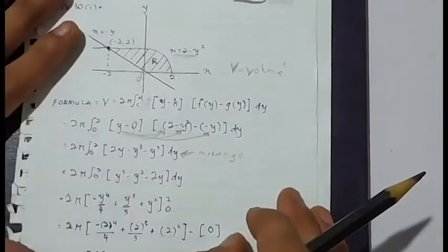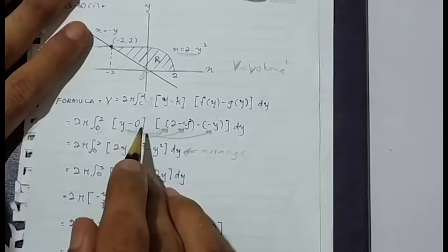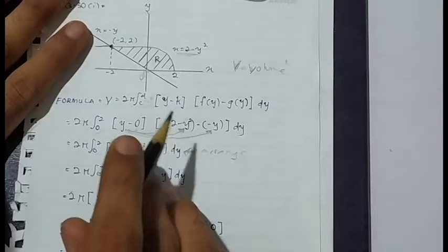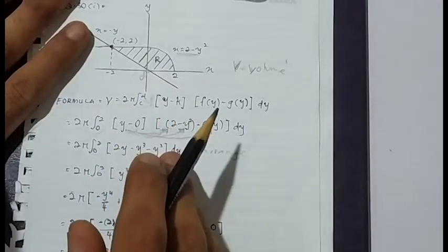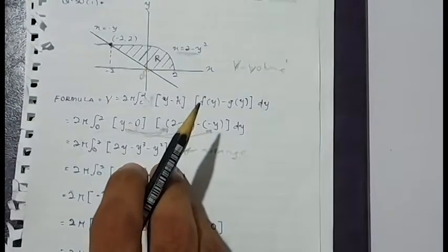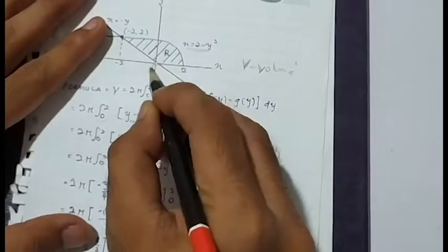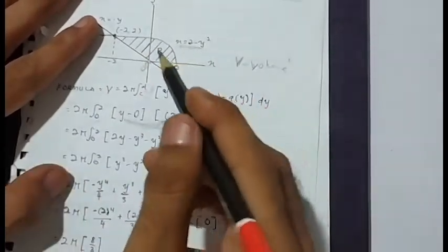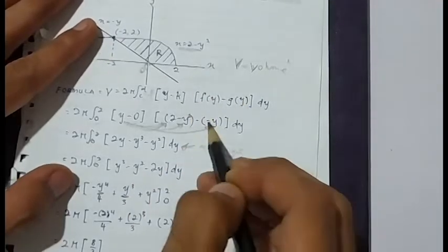So in this case, we're going to put 2 pi integrate from 0 to 2, y minus 0. We put 0 right here because of the axis of revolution, which is at the x-axis, and we know that the equation of the x-axis is y equal to 0. See, so that's why we put 0. And then to evaluate the height, it'll be the curve right here minus the straight line y. So we put 2 minus y squared minus y.